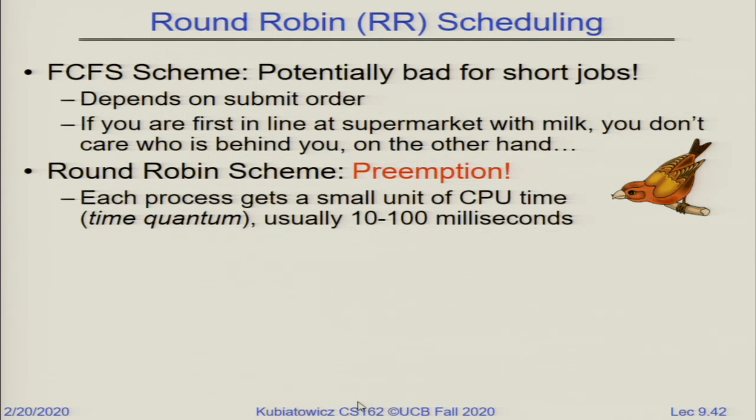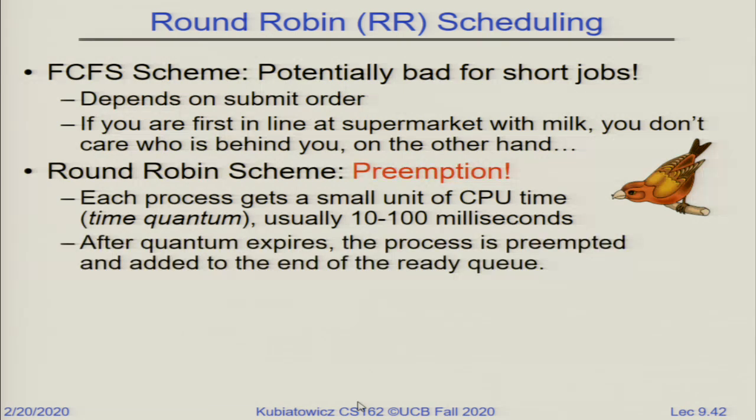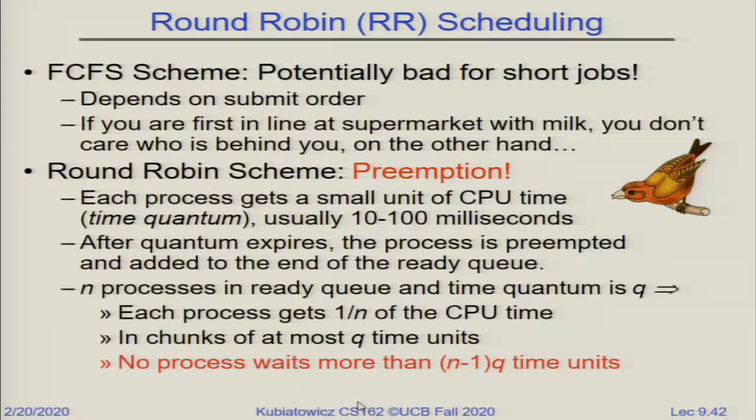Every process gets a small unit of CPU time, and then we keep switching. We run for a little while, stop that guy, run for a little while, stop that guy, and keep going. We call that small unit of CPU time a quantum, and it's usually in the 10 to 100 millisecond range. When the quantum expires, the process gets preempted and added to the end of the ready queue, and we pull the next one off and run it. So it's FIFO, but FIFO with preemption with a quantum.